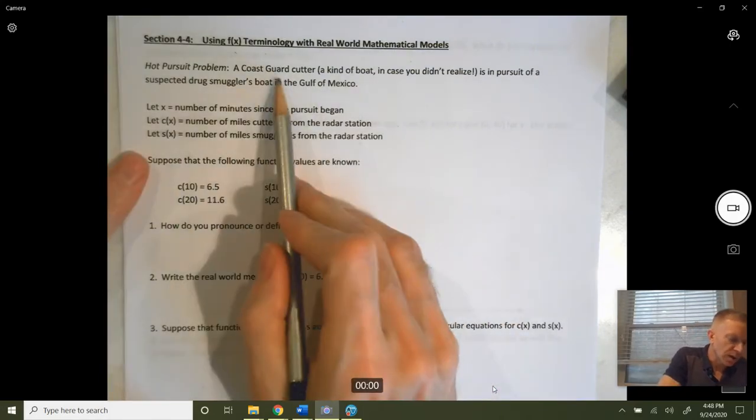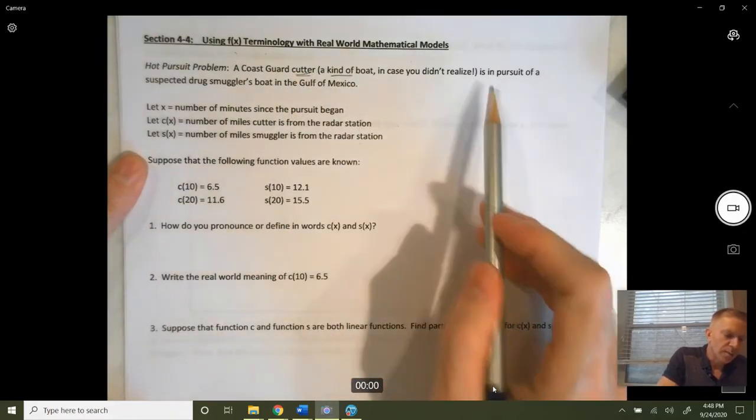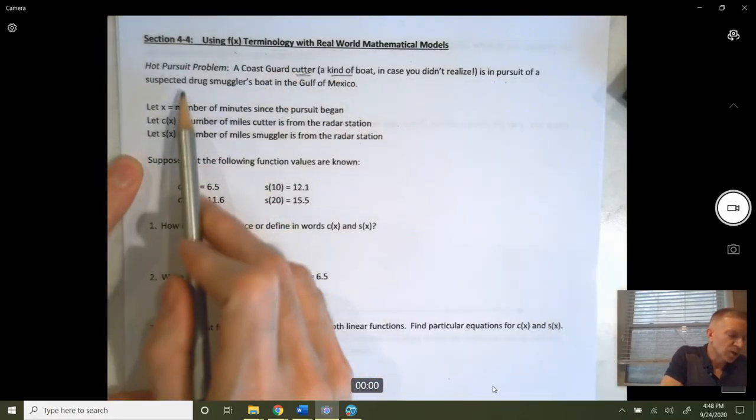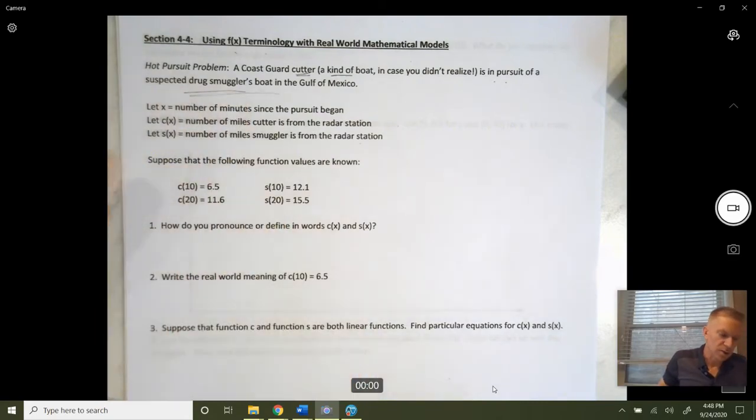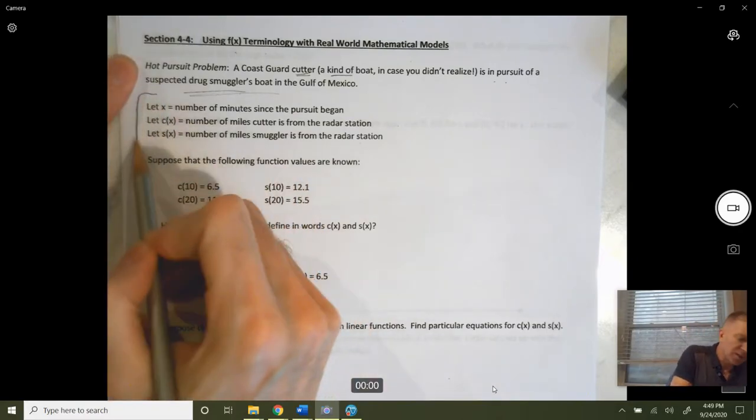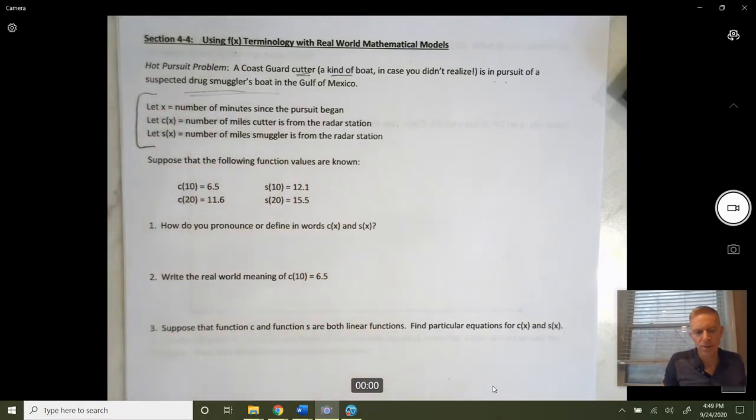There's a Coast Guard cutter, cutter's just a kind of boat, in pursuit of a suspected drug smuggler's boat in the Gulf of Mexico. Now, the nice thing about this problem, sometimes they'll actually define your variables for you. That helps. You don't have to worry about defining them differently than I might define them. But when they define them for you, make sure you read that carefully and follow how they define them. Sometimes students will read this and then later on define the variables differently, which can get confusing.